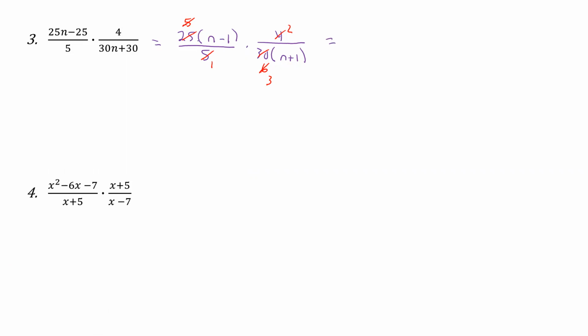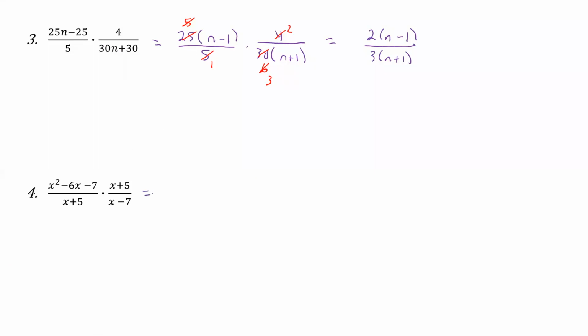So we have on the numerator n minus 1 times 2, so 2 times n minus 1. In the denominator, it's 3 times n plus 1. And then that's our final reduced form. So we multiply these two rational expressions together, and this is the rational expression that we get out when we're done.